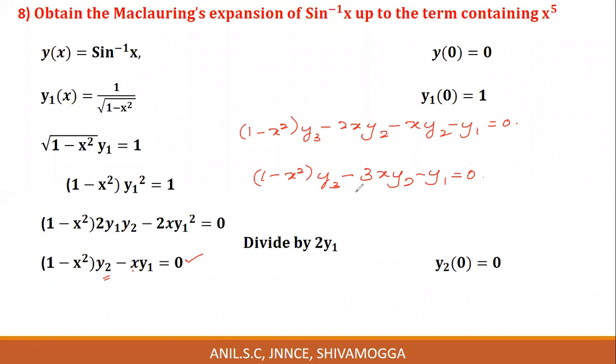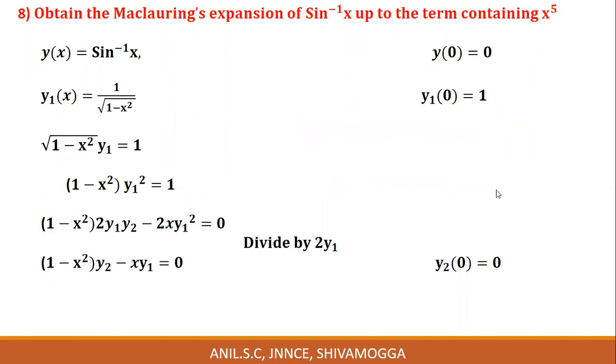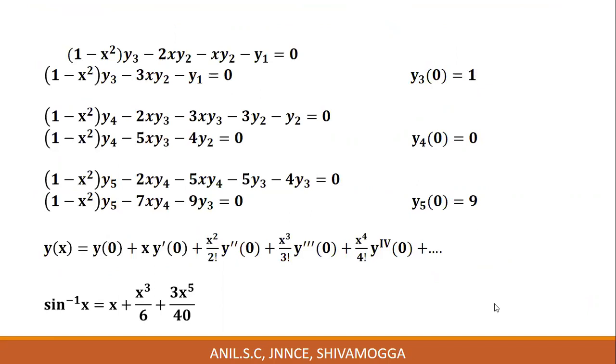Put x is equal to 0. When x is equal to 0, this will be 1 minus 0 square, that is 1. 1 into y3 is y3. y3 means y3 of 0. Here x is equal to 0, therefore 0 into anything is 0. Minus y1, and y1 is equal to 1, is equal to 0. Therefore y3 of 0 is equal to 1.